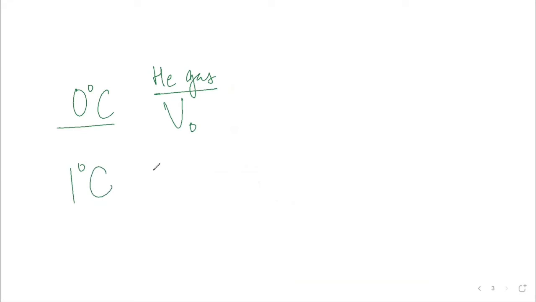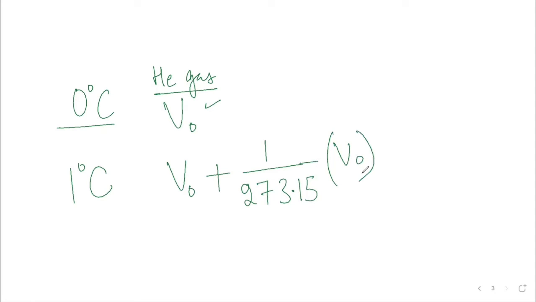So let us try to understand this. At 0 degrees Celsius, your helium gas has a certain volume. Now, when I increase the temperature by 1 degree Celsius, the volume will become whatever the volume was at 0 degrees Celsius plus 1/273.15 of the volume at 0 degrees Celsius. You guys are making sense or not? Yes.